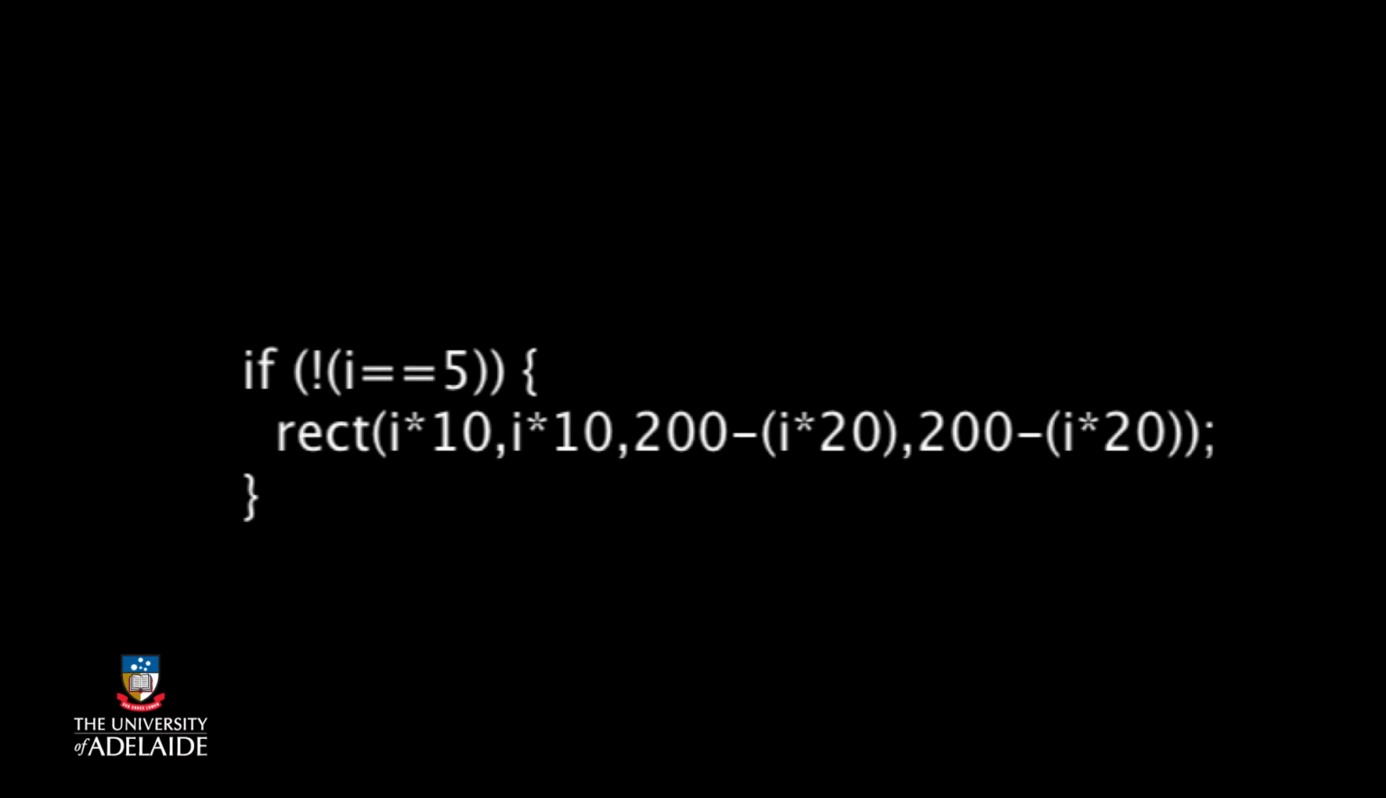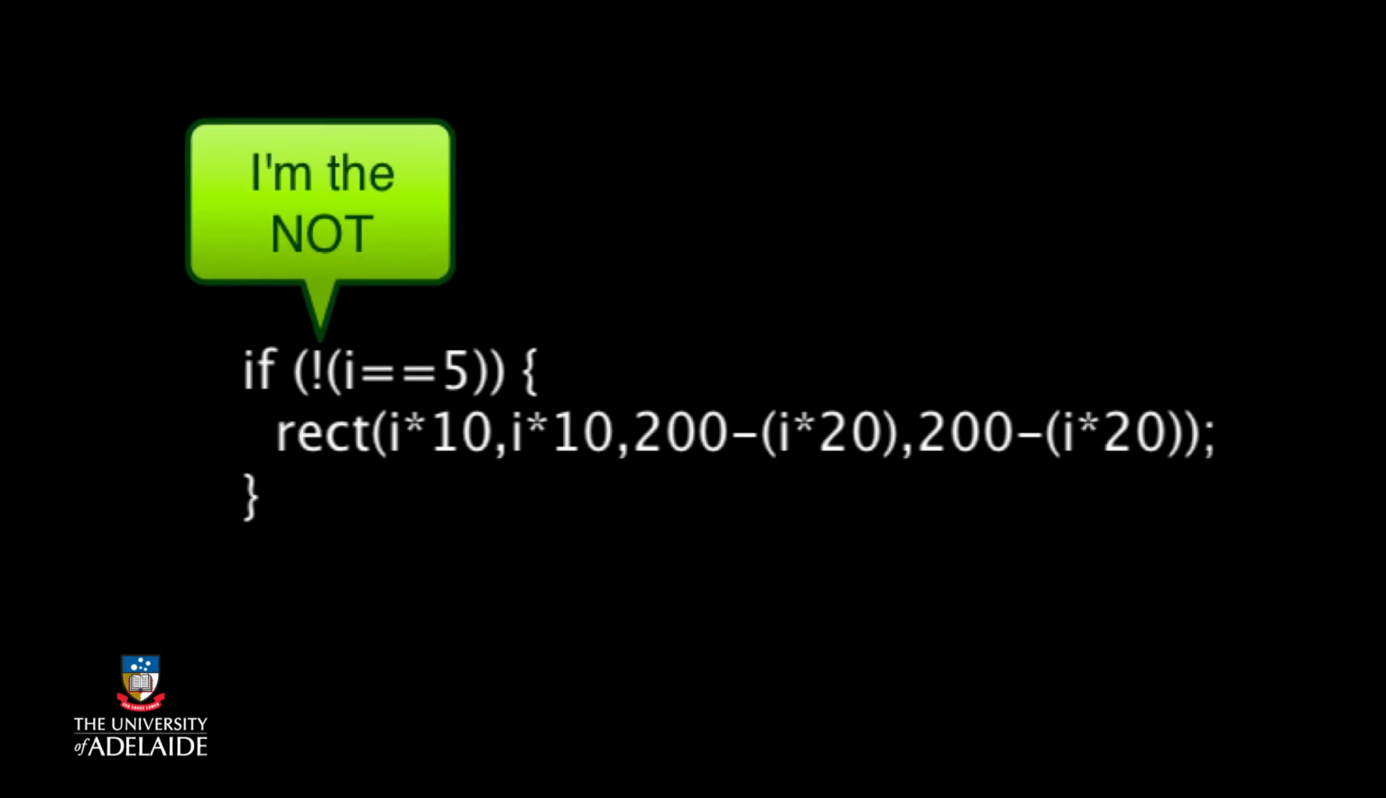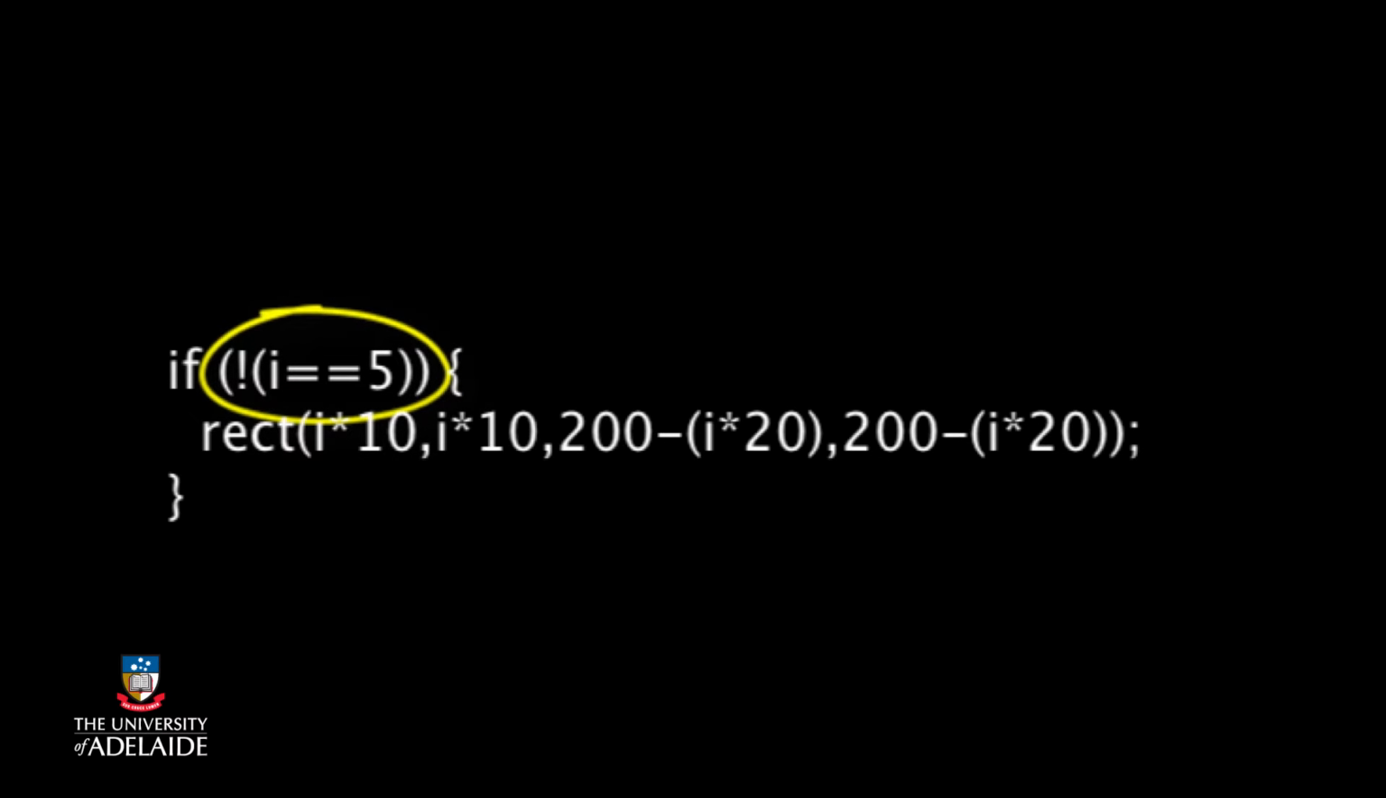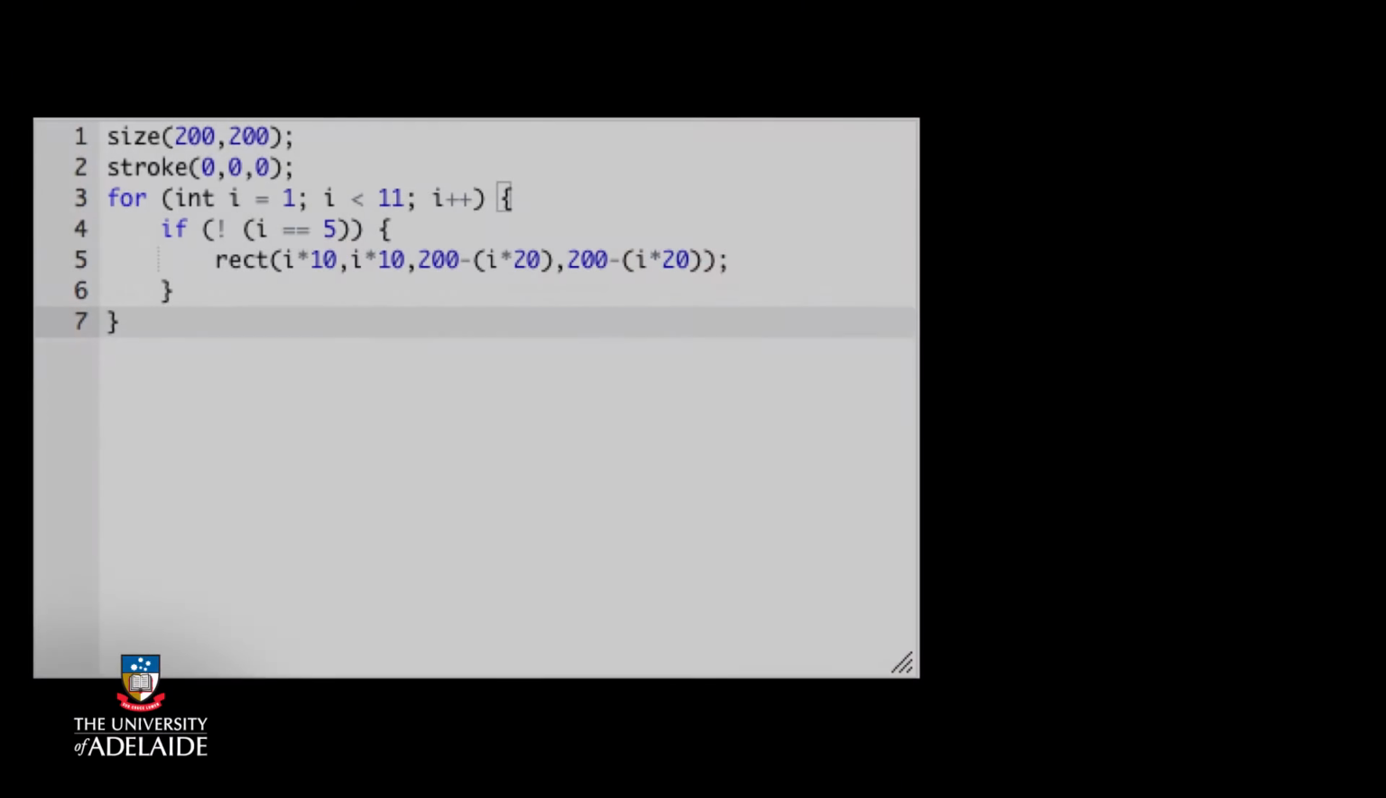So if you apply NOT to something true, you'll get a value of false. Here's the comparison operator checking the value of I against the value 5, but combined with the NOT operator, which in processing is an exclamation mark. That condition says negate the value of the result of checking to see if I is 5. So if I is 5, we'll return a false. Therefore, if I is 5, the overall condition will be false and we won't draw a rectangle. And that looks like this.